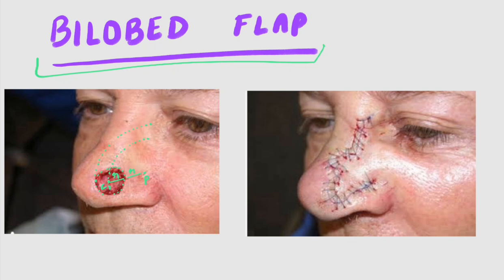Now, taking the line C1P as base, we draw two lines. First line at 45-degree angle and the second line at the 90-degree angle. The point of intersections are marked C2 and C3.